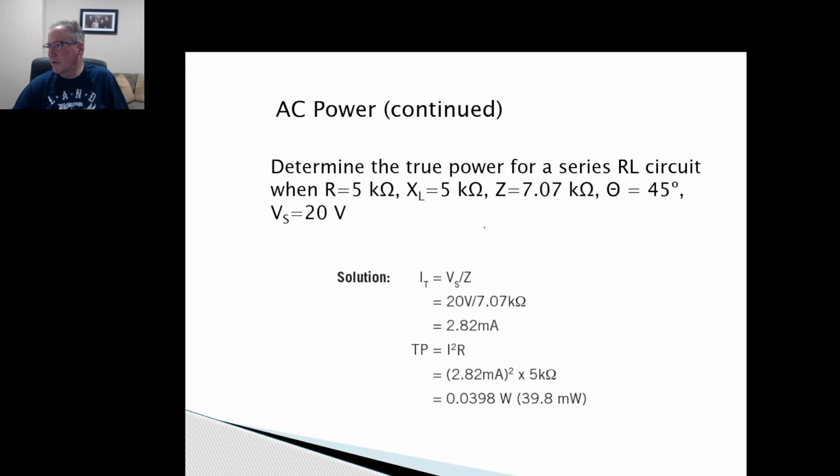So the total current is 2.82 milliamps. Then total power or true power equals I squared R, which would be the current squared times the resistance, right? That's our resistance value, and that gets us 39.8 milliwatts.